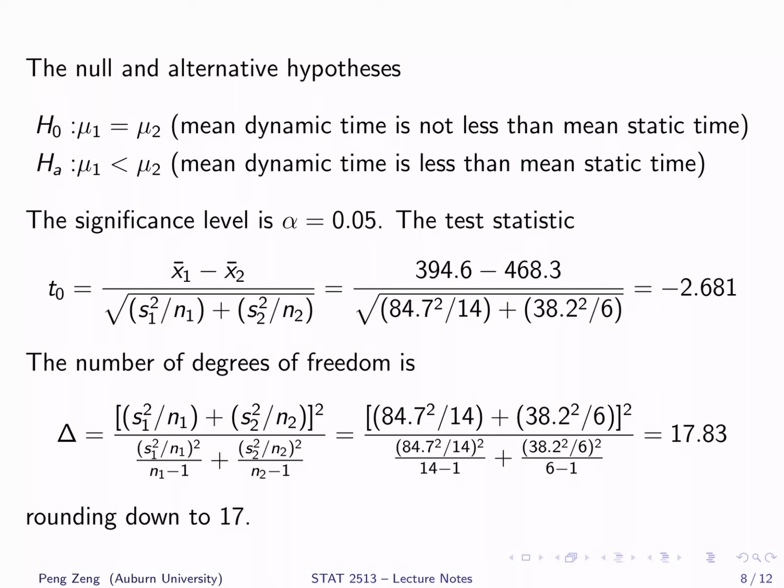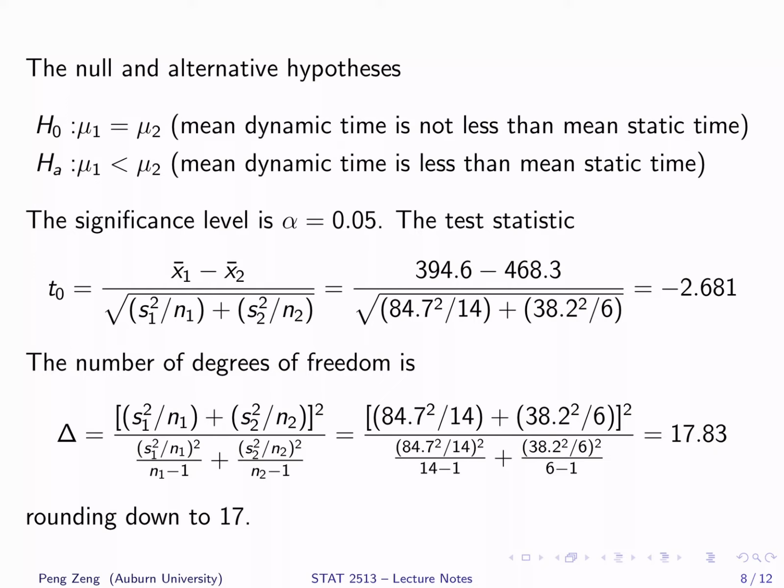The null hypothesis is mu1 equals mu2, where mu1 is the mean dynamic time and mu2 is the mean static time. Because we want to know whether a dynamic system reduced the operative time, the word reduce suggests a left-tailed test. Therefore, the alternative hypothesis is mu1 less than mu2. Let's solve the problem at significance level 0.05.